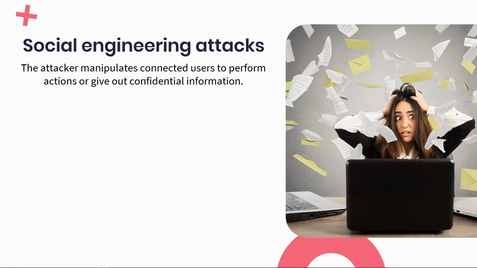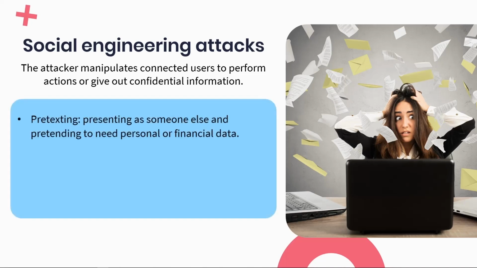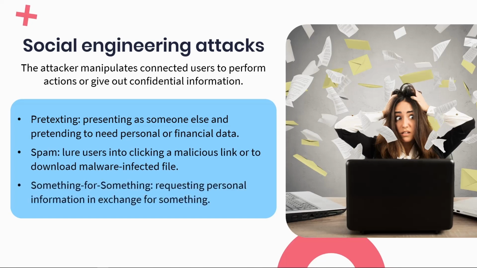Examples of social engineering attacks include pre-texting. Now, this involves presenting yourself as someone else and pretending to need personal or financial data to confirm the identity of the recipient. Spam. Using email to trick and lure users into clicking on a malicious link or to download a malware-infected file. Something for something. Quid pro quo. Now, this involves requesting personal information in exchange for something like a free gift. A good example will be a survey on a web page that says complete this and win a brand new iPhone.